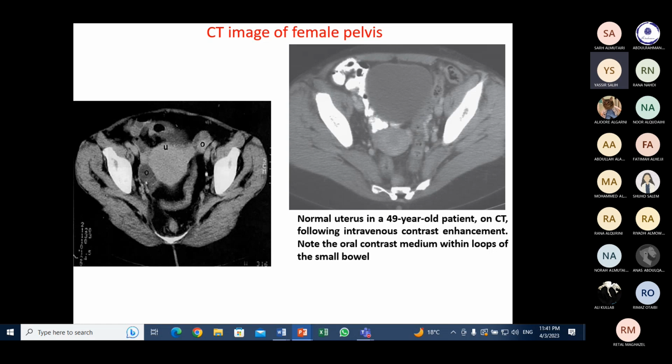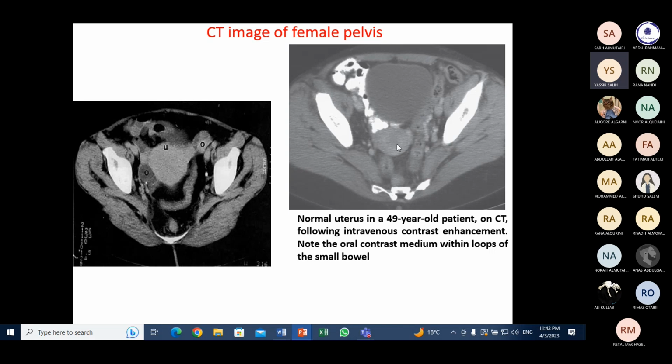CT can also be used for assessment. We talked about plain X-ray, ultrasound, and hysterosalpingogram. CT can be used, and this is a normal appearance of the CT at the level of the pelvis, and you can see the uterus.